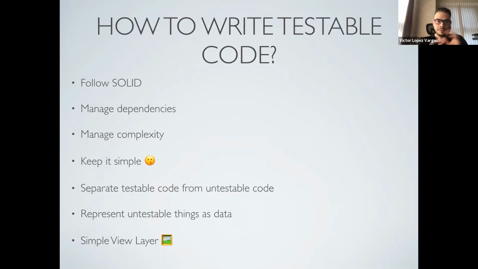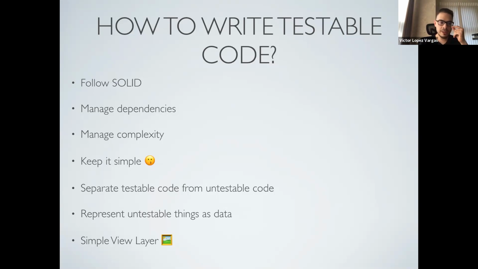This question shifts the focus from unit tests to the code itself. How do we write testable code? How do we structure our code to be testable? There are many different suggestions that we can follow to achieve it. The first one is to follow SOLID. SOLID refers to five design principles intended to make software designs more understandable, flexible, and maintainable.